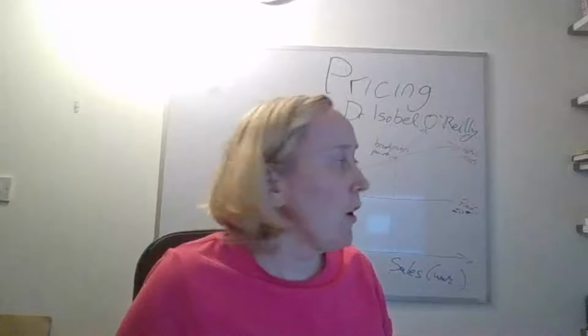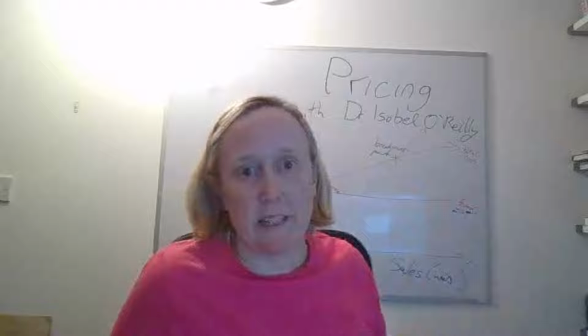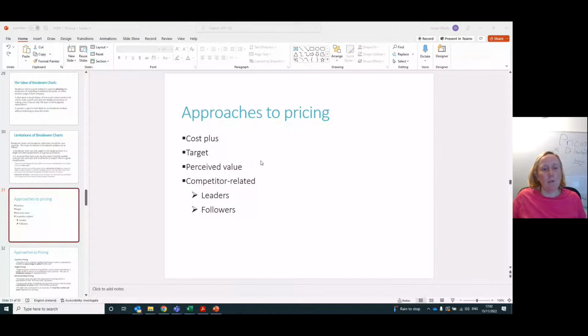Now we move on from the price expectation curve that we talked about in the last one to talking about approaches to pricing. So we'll briefly look at cost plus, target, perceived value, and competitor related. So that includes leaders and followers.